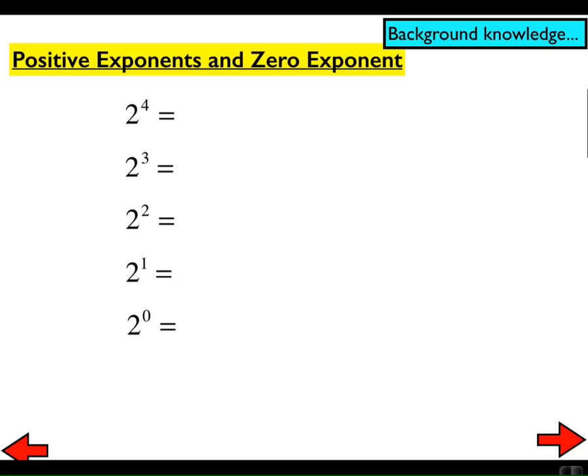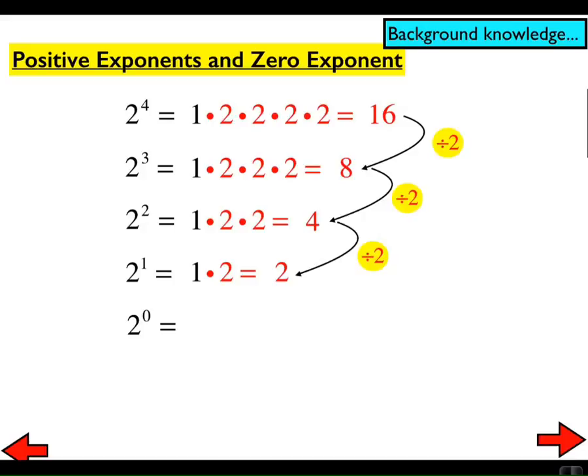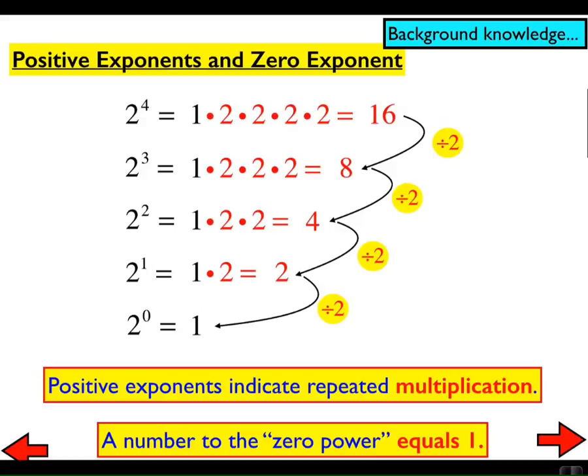So here, with positive exponents, we noticed that we are repeatedly multiplying 2's. If you're looking for the pattern, how it's moving from one step down, you're noticing we're dividing by 2 every single time. And the reason why we divide by 2 is because that's our base. So one step further, what is 2 to the 0 power? It's going to be 1. Okay, so again, positive exponent represents multiplying repeatedly. And a number raised to the 0 power will always be 1.